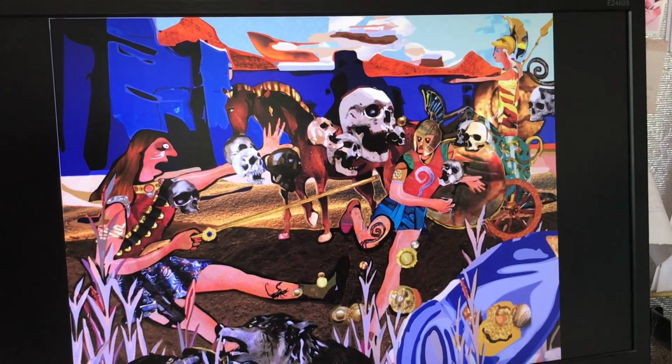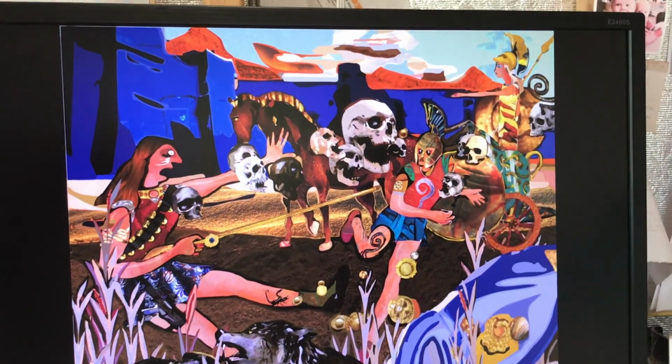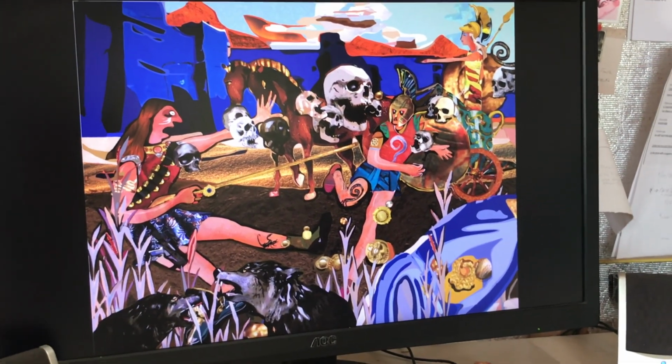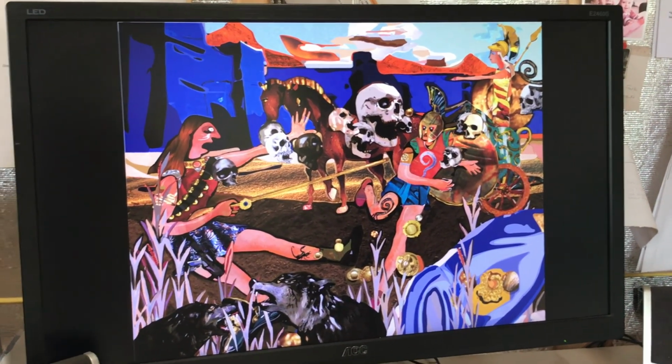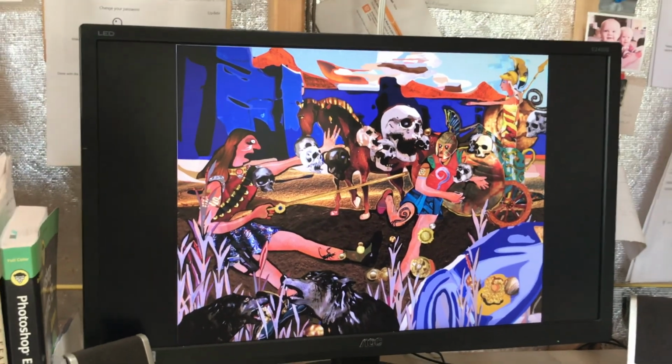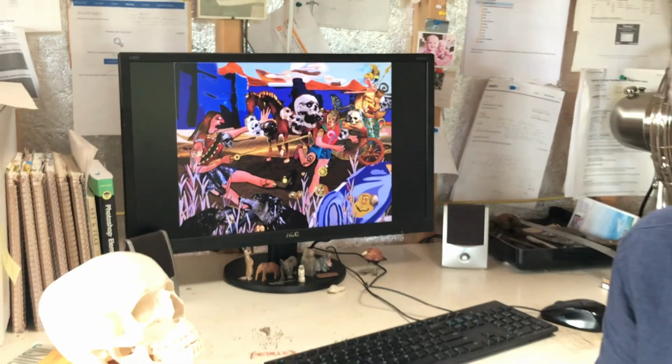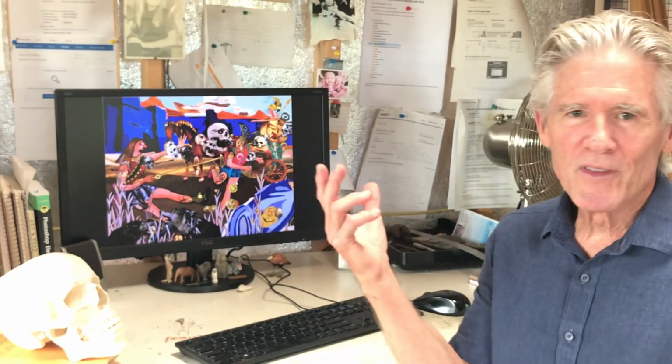There are a number of other motifs and symbols within this illustration, but I think I'll leave those to another session. That wraps this one up.